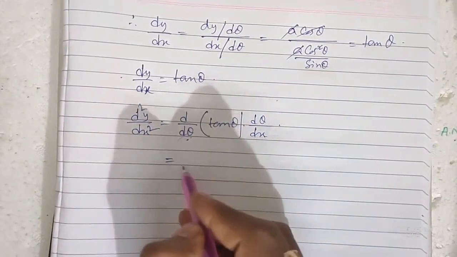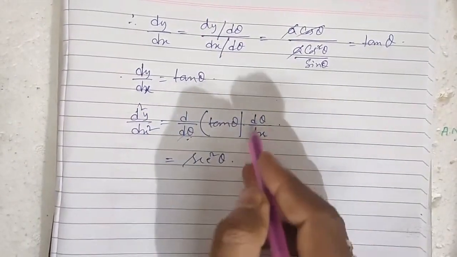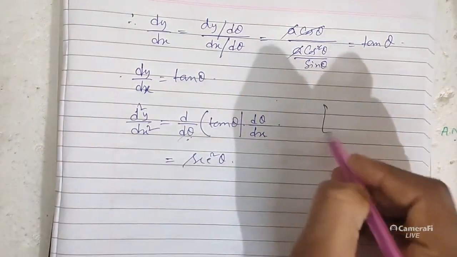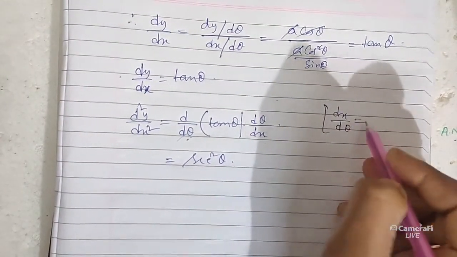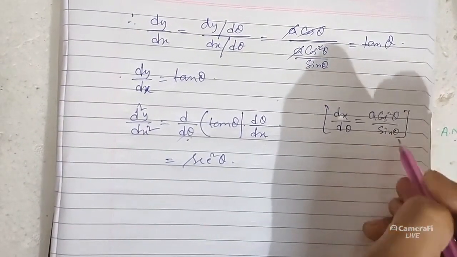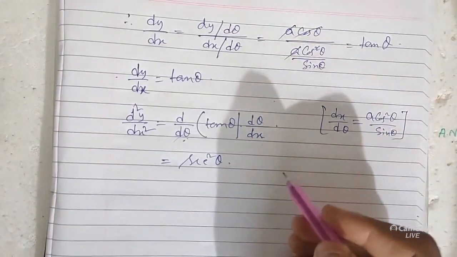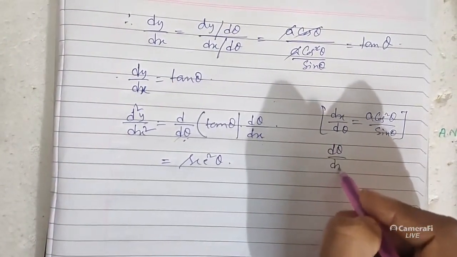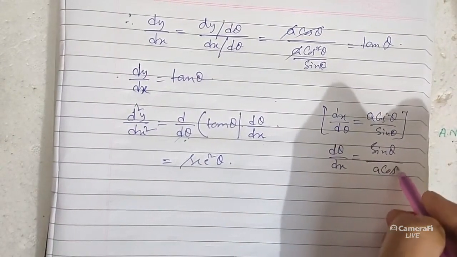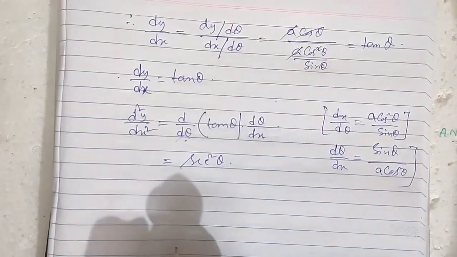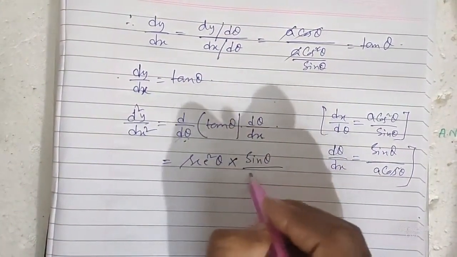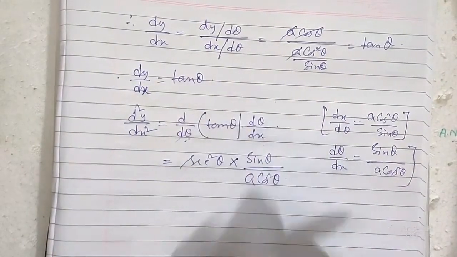So this equals sec square theta into d theta by dx, and the d theta by dx value we know. We have dx by d theta equals a cos square theta by sin theta. This is dx by d theta. So d theta by dx equals sin theta by a cos square theta, into sin theta by a cos square theta.